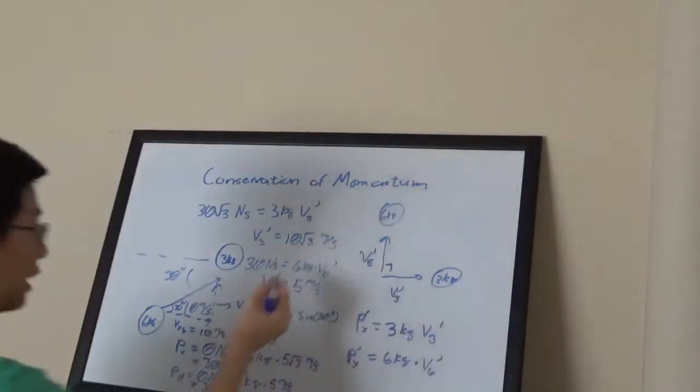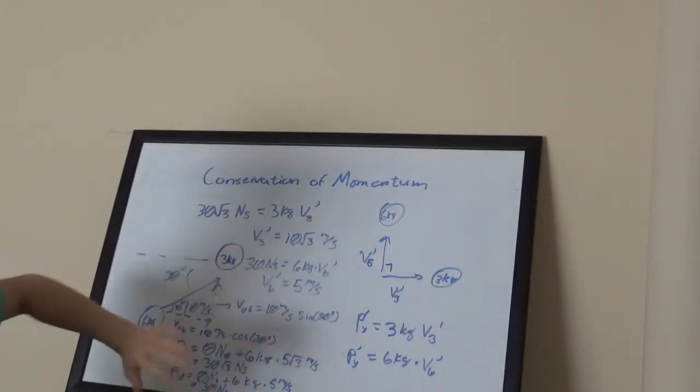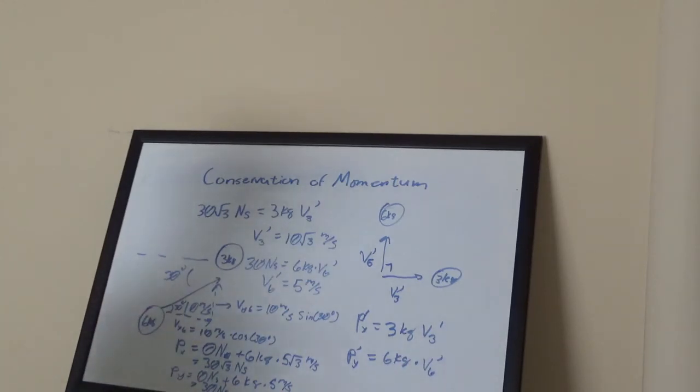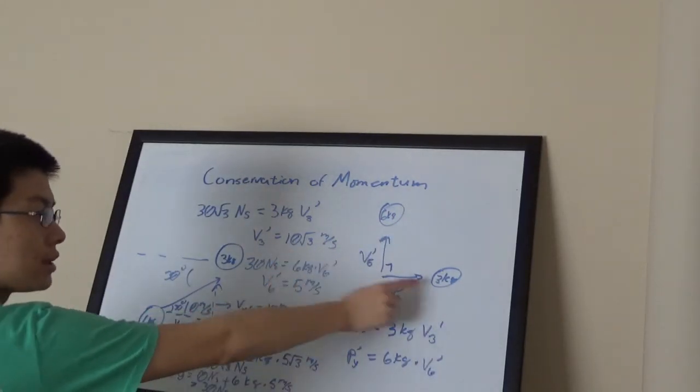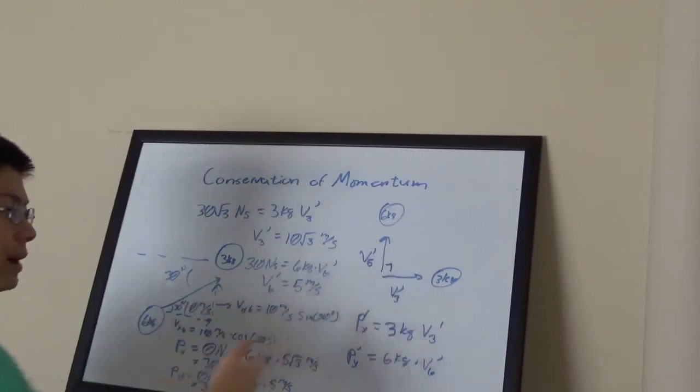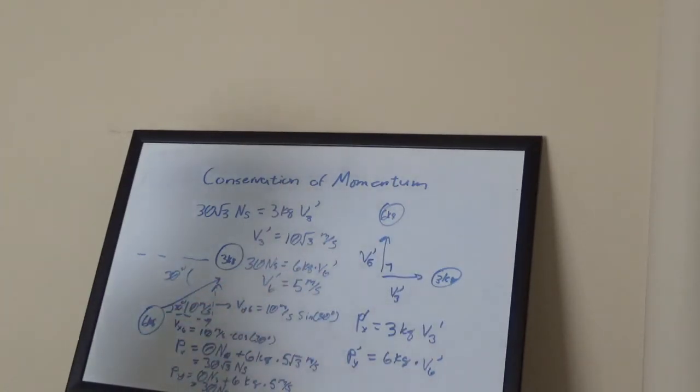This velocity is 10 root 3 meters per second. This velocity, the vertical one, is 5 meters per second. We can conceptually check this because we started with more momentum in the x direction, and we do end with more momentum in the x direction, because even though this mass is doubled, this velocity is more than double. So we still end up with more momentum in the x direction.